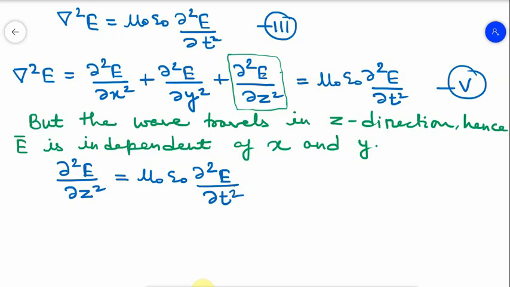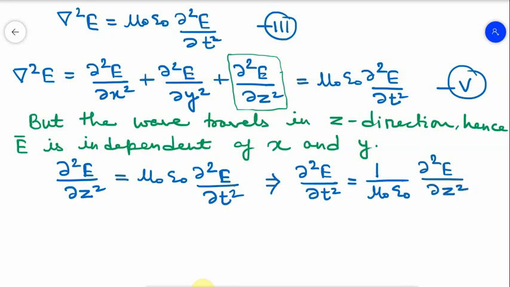Yes or no? So this is one way of representing it, and from here if we want to take del 2E upon del t square, what will be the value? Del 2E upon del t square is equal to 1 upon mu 0 epsilon 0 del 2E upon del z square. Yes or no? Okay, so this one is your equation 6.